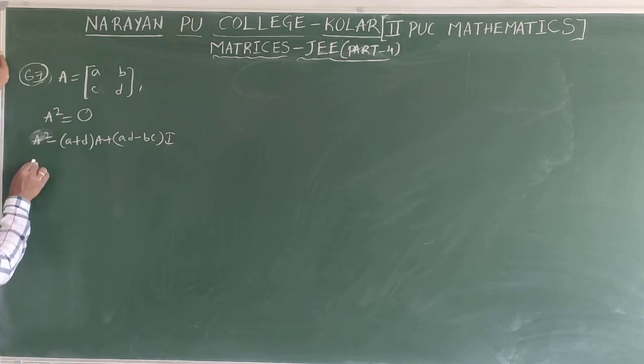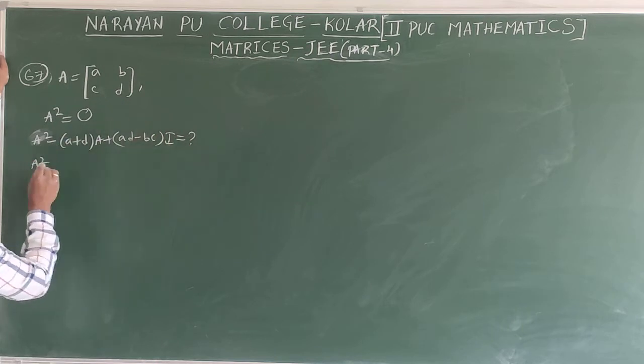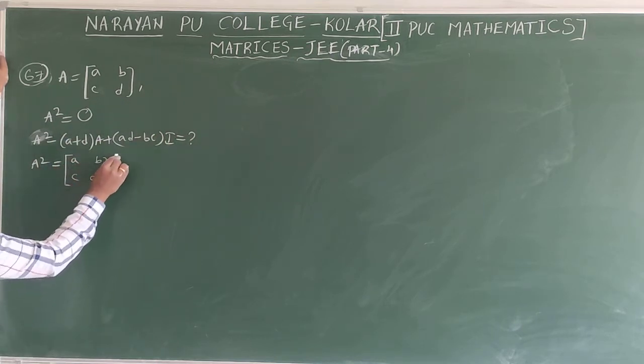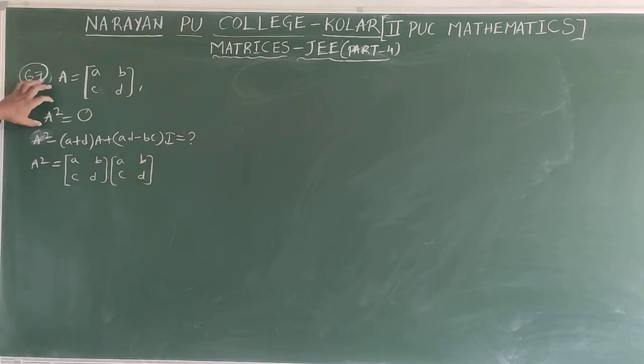Okay. Now, how to find A square? This value we need to find out. A square means what? A into A. This A square equal to 0 is useful for the next question, 68.